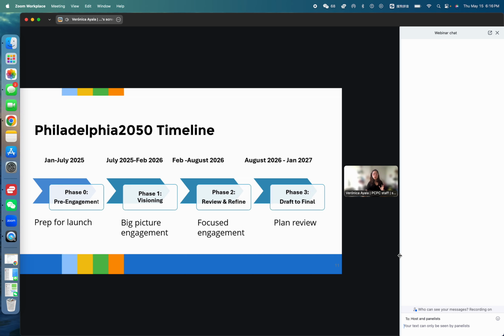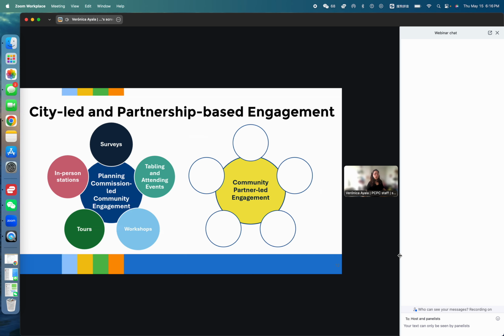So hopefully that gives you a better sense of the timeline of the project. And I'll talk a little bit more about our engagement strategy. So given the magnitude of this project, we understand how big of a deal this project is and how big the plan is. And so we are looking to have a strategy that provides multiple engagement opportunities with a variety of formats.